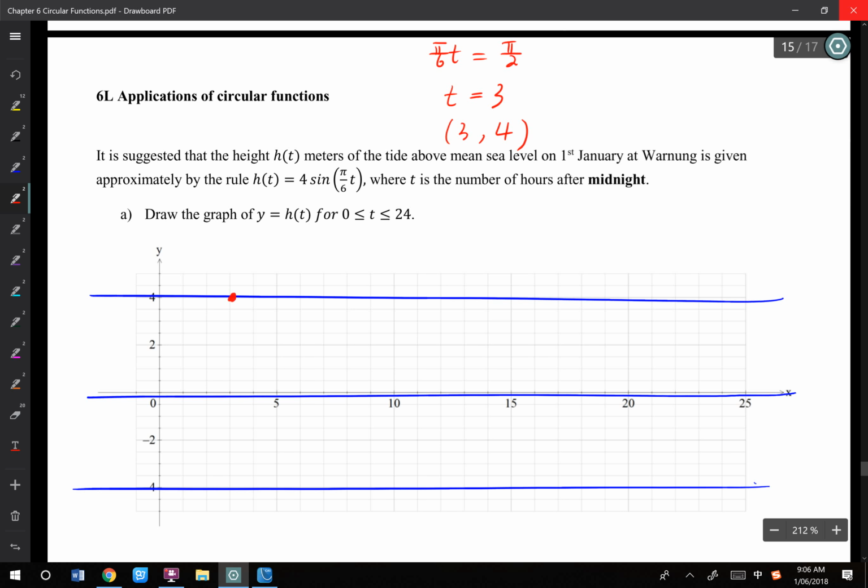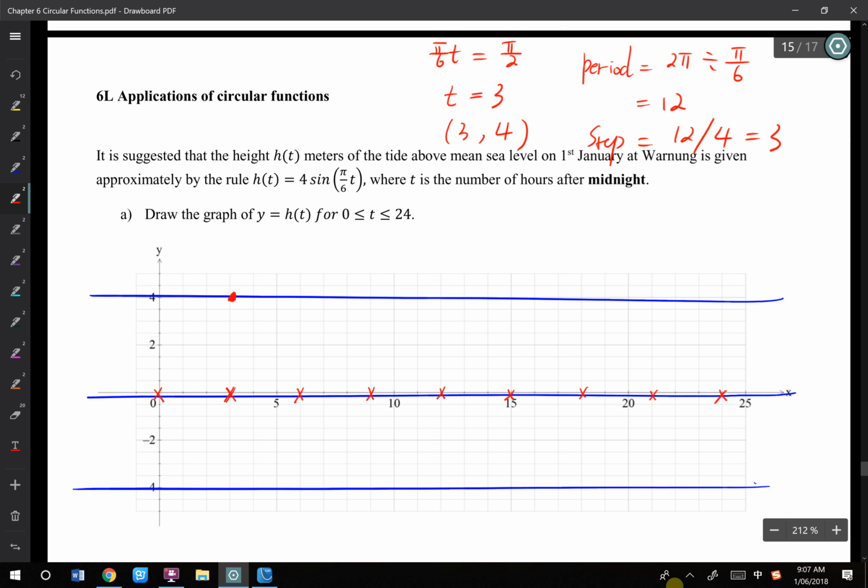So I will have the point here, 3, 4. And then what's the period? The period is 2 pi divided by pi on 6. That gives me 12. So each step will be 12 divided by 4 equals to 3. So I can count the steps. Originally I have here 3. 3 plus 3 is 6. 6 plus 3 is 9. 9 plus 3 is 12. And 15, 18, 21, and 24. Okay, that's the domain.